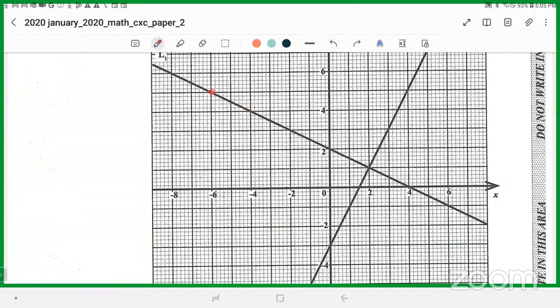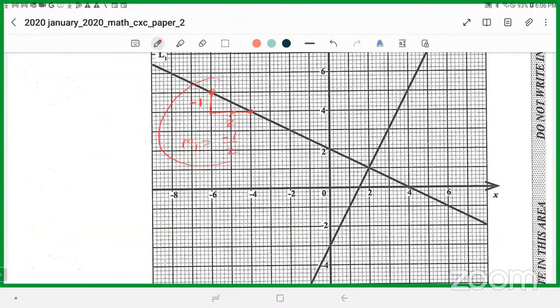What is the rise to go from here to here? You come down 1 unit. See, this is 1 unit, from 5 to 4. You're going down 1 unit, so it's a rise of -1. The rise is -1. And then you run this way, 2 units, between -6 and -4. That's a run of 2 units. So the gradient of line 1 is rise over run, -1 over 2.